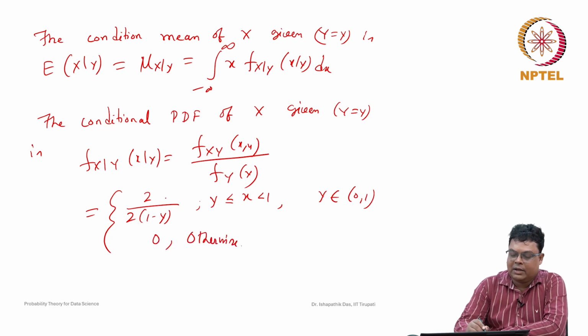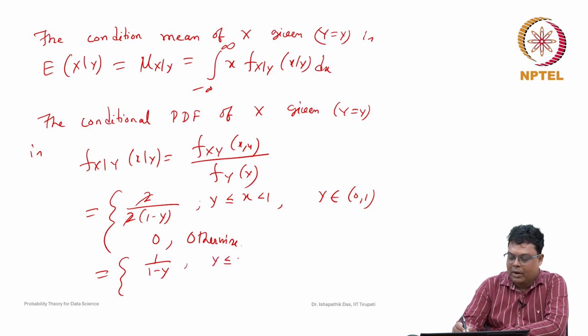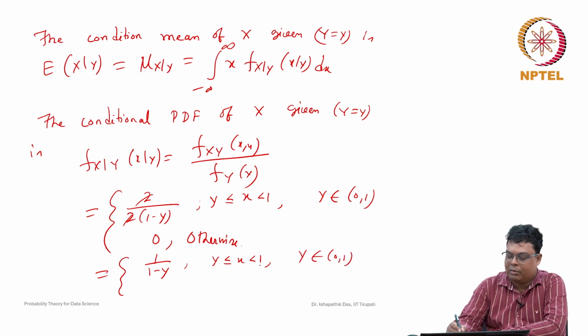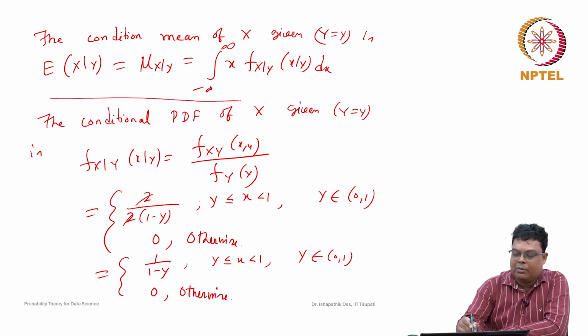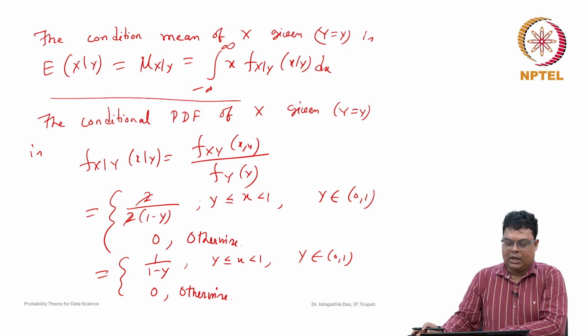So here it is a function of x, but it is like a constant, so it is again a uniform distribution, 1 by 1 minus y in the interval y less than or equal to x, given value y belongs to 0, 1, particular values of y. This will be a uniform distribution, 0 otherwise. So this is the probability density function. Hence from here we can compute the conditional mean.